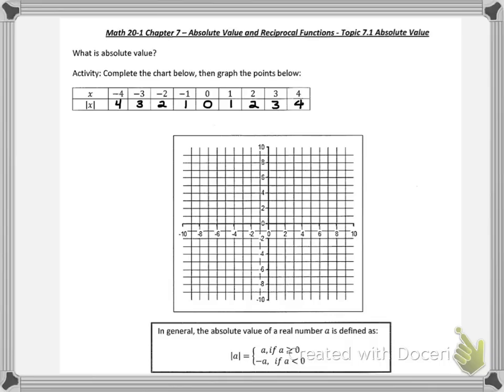Underneath the graph it says, in general, the absolute value of a real number A is defined as, well, it's going to be A if A is greater than 0, but it's going to be the negative of A, or the opposite of A, if A is less than 0. That's called a piecewise function. Now if we plotted these points, -4, 4, -3, 3, -2, 2, -1, 1, all the way up to 4, 4, you'll notice it creates a V, and that's the shape of an absolute value graph.